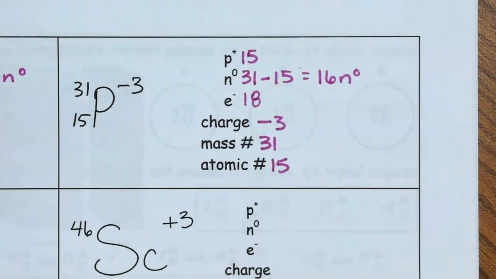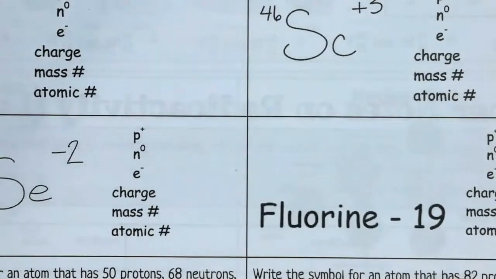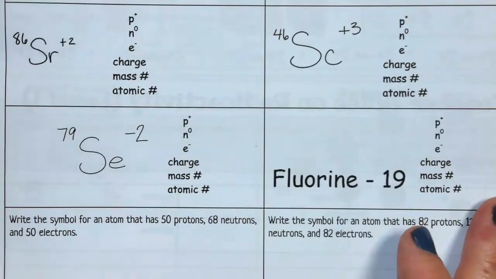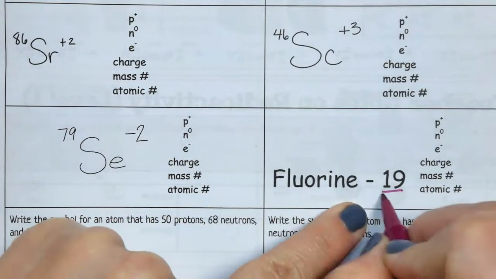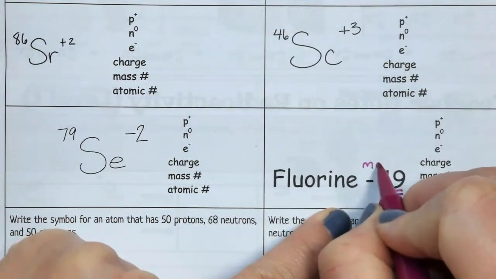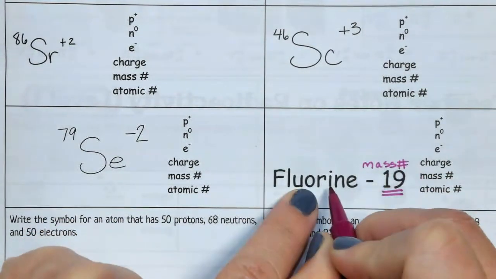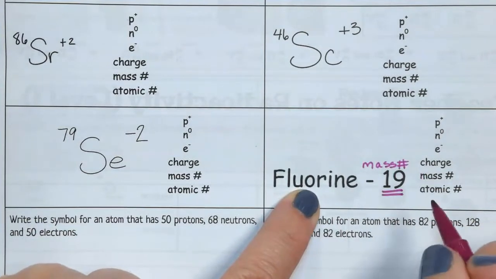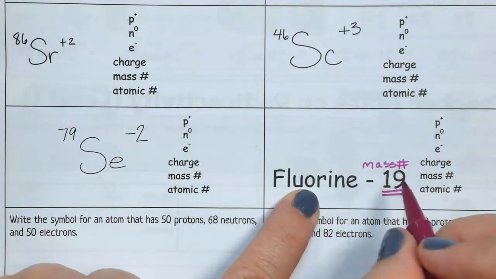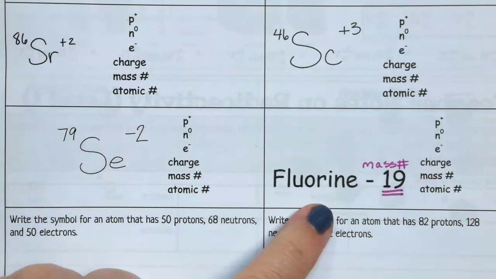All right, so now you guys are going to try these next 4, and then we'll go over the answers. For the record, this is the mass number for this fluorine isotope. You can get the atomic number from the periodic table, so they must be telling you the mass number here. All right, give them a try.